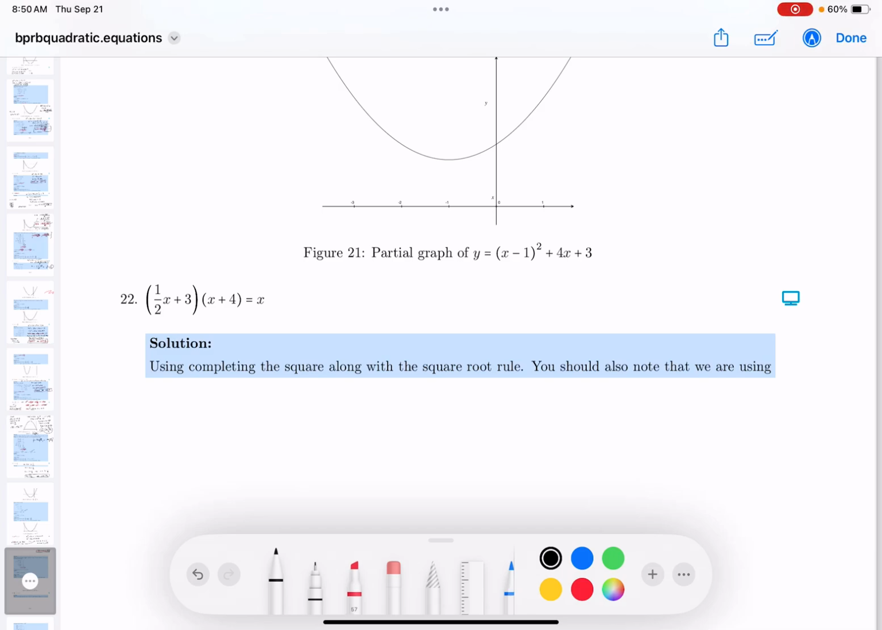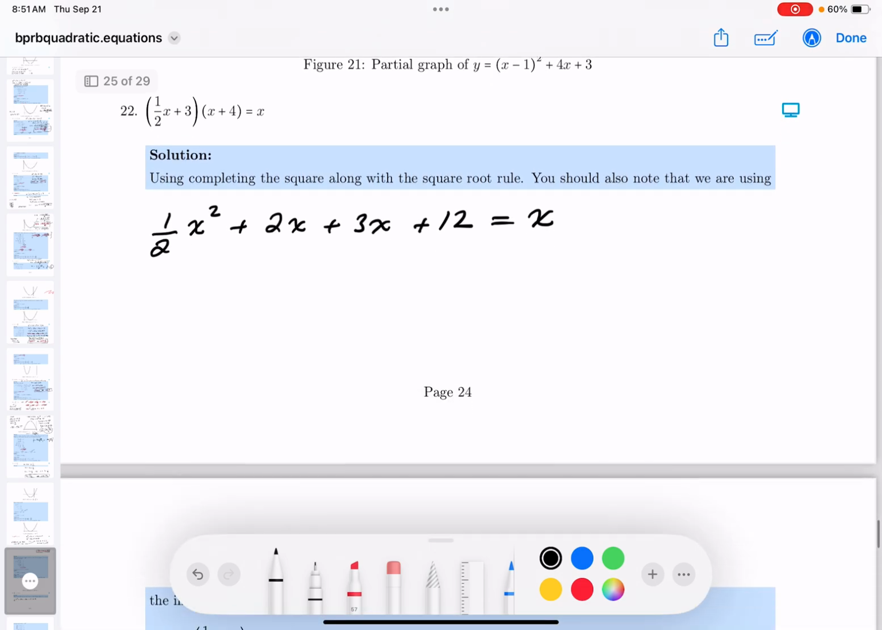Okay, for 22, the fraction only kind of bothers me, but I want to just simplify the side first. I do distributive multiplication. I get 1/2 x squared. And then 1/2 times 4 is 2, so it's 2x. Then I get 3x. And then I get 12. And then I get x.